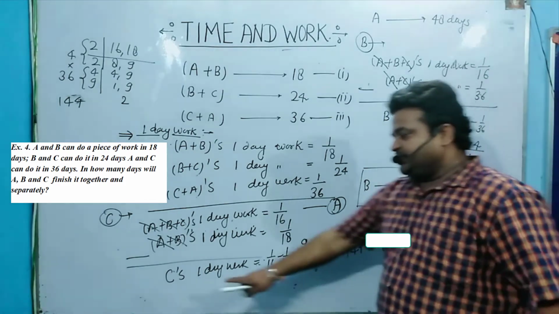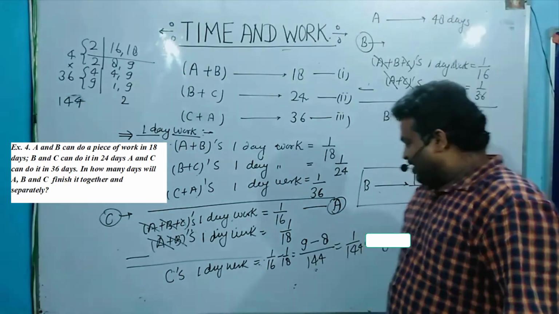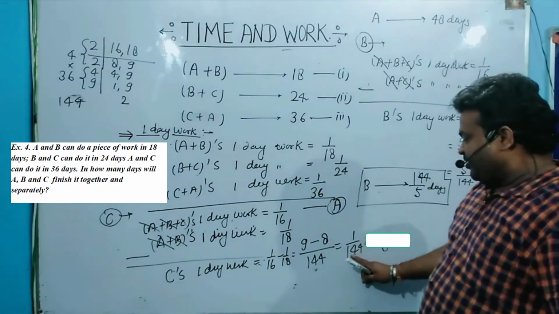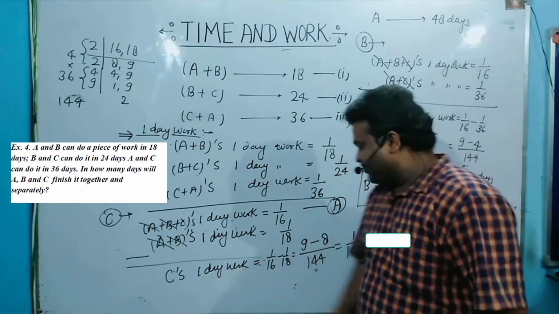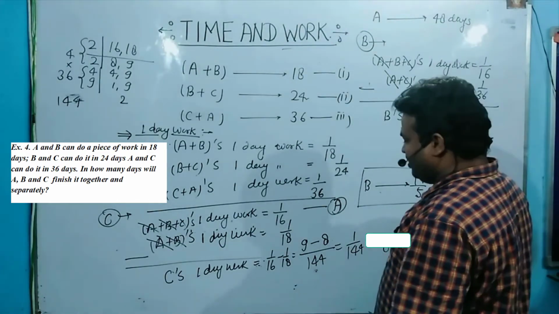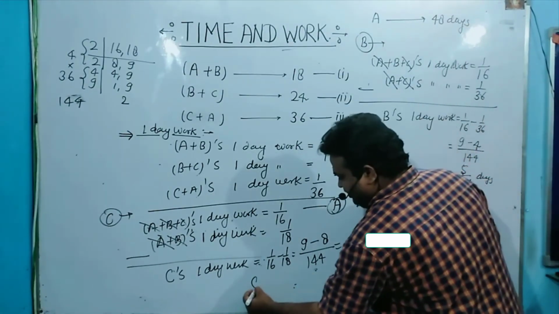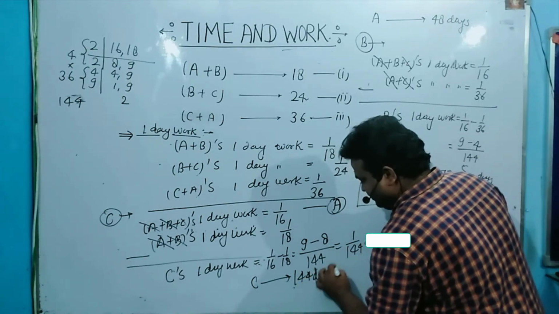Now this is C's one day work. C's one day work is how much? 1 by 144. So how much time will C take to complete the entire work? Just reverse this value. So C can complete the entire work in 144 days.